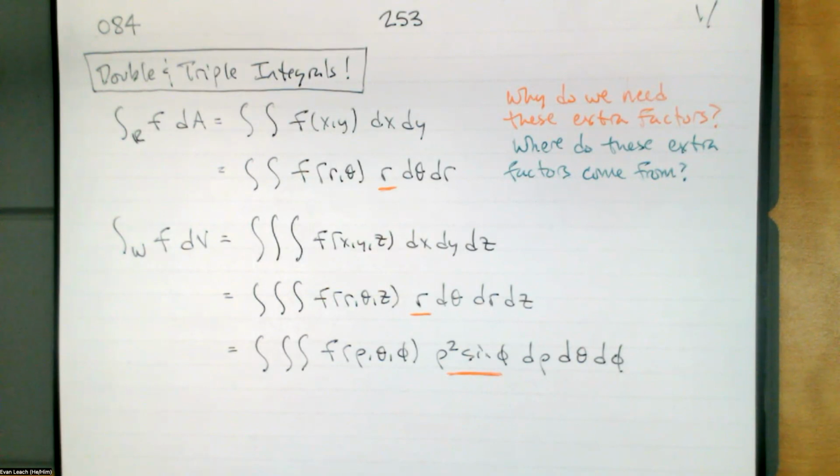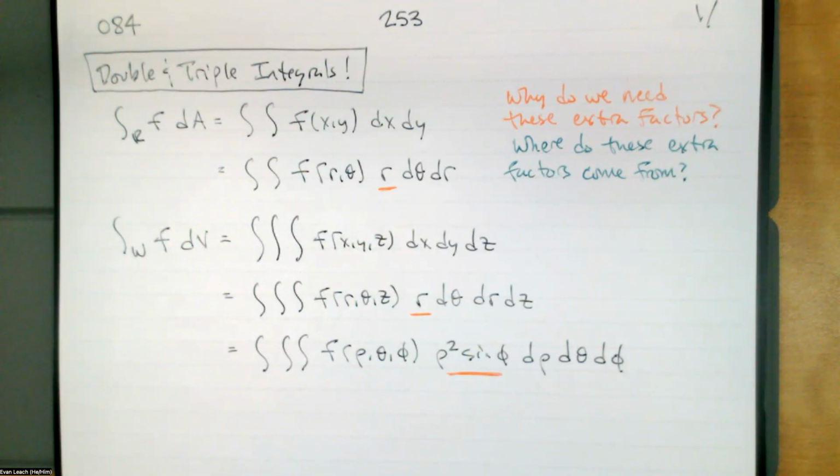When we start using angles as one of our coordinates, we start having to have these extra factors in our double and triple integrals. For our double integral in polar coordinates, we need that extra factor of r. For our triple integral in cylindrical coordinates, we need that extra factor of r. And for a triple integral in spherical coordinates, we need this extra factor of rho squared sine phi, which is a rho and a rho sine phi. It's like two extra factors.